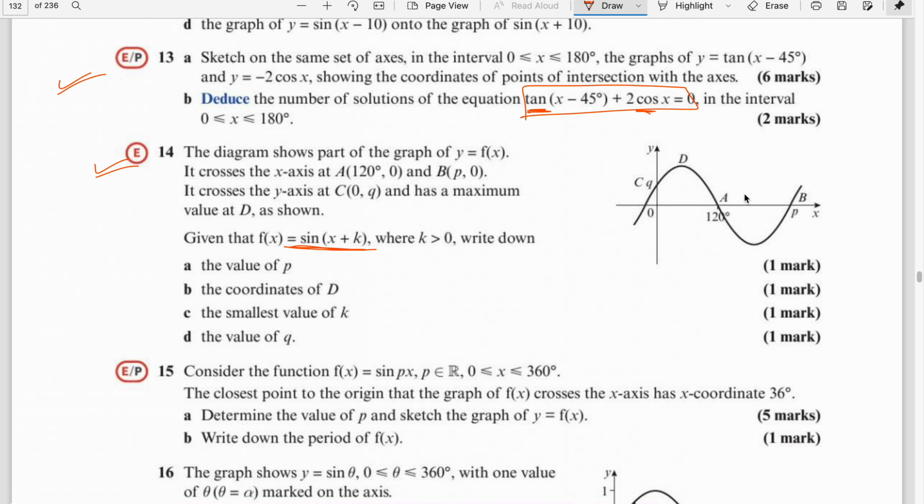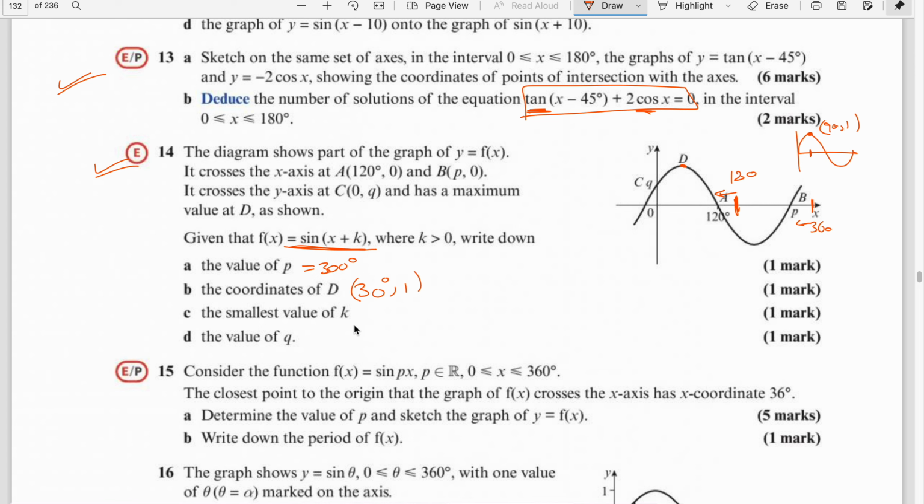So we knew that it should have passed from 180, but it is 60 degrees backwards. So it should have ended at 360, but it is 60 degrees backwards. So P is 300 degrees. The coordinates of D. This highest point in neutral graph of sine theta, this highest point should have been x 90 and y 1, but it has moved 60 degrees to left, so this is now 30 degrees and height is still 1.